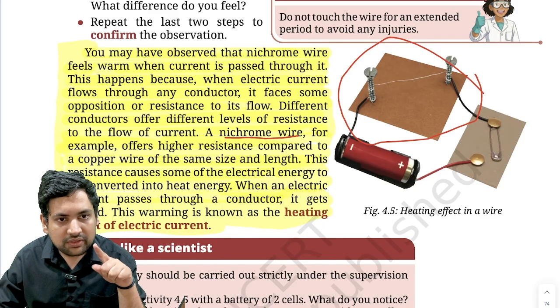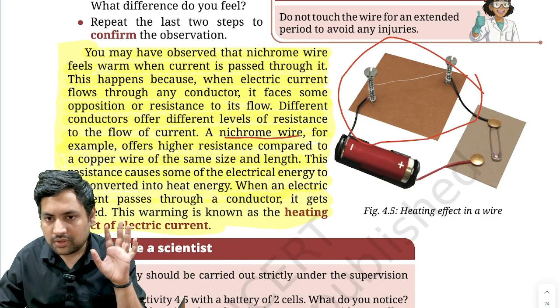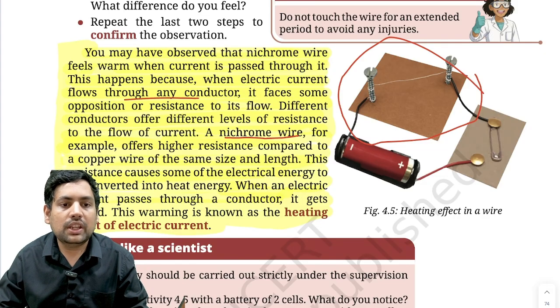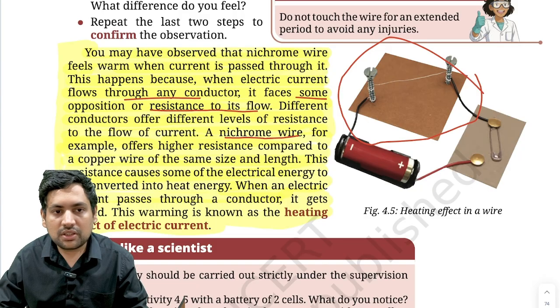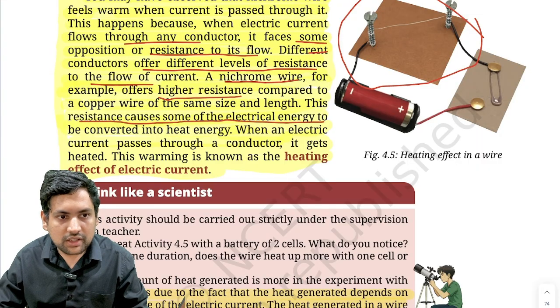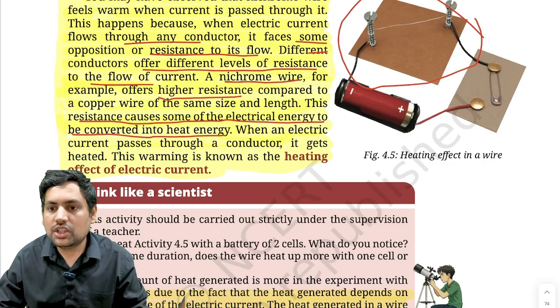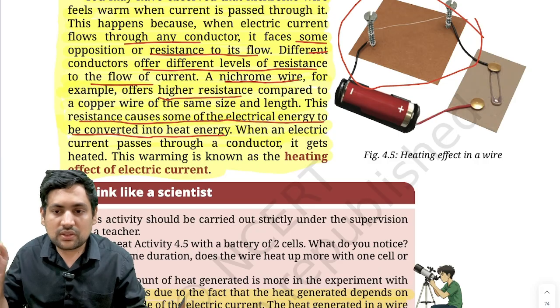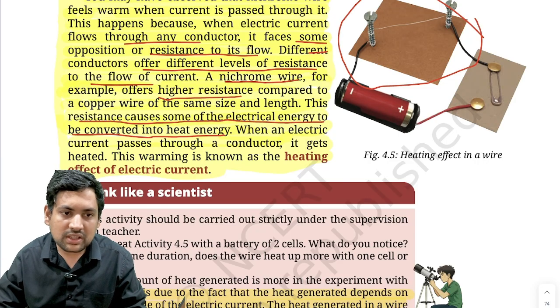So, you may have observed that nichrome wire feels warm when current is passed through it. Correct? You must have touched something and felt it warm. This happens because when electric current flows through any conductor, it faces some opposition, or resistance, to its flow. Different conductors offer different levels of resistance to the flow of current. Nichrome wire, for example, offers higher resistance compared to copper wire. This resistance causes some of the electrical energy to be converted into heat energy. There was also a PYQ in which they asked why heat energy is generated. It is because of the collision of atoms and molecules inside it.